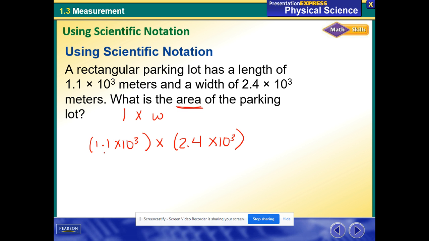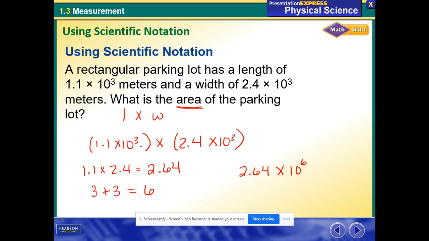So when you do this, know that the first two numbers in front you're going to multiply for multiplication. So we're going to do 1.1 times 2.4 and see what we get. Hopefully you get about 2.64. Then, since we're multiplying, you're going to add your exponents. So 3 plus 3 gets me 6. Now we're just going to combine it: 2.64 times 10 to the 6th.